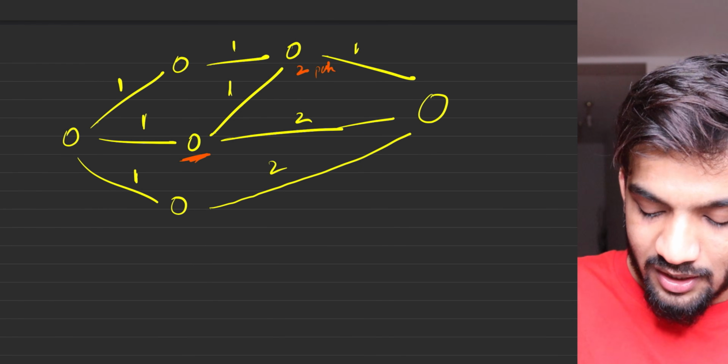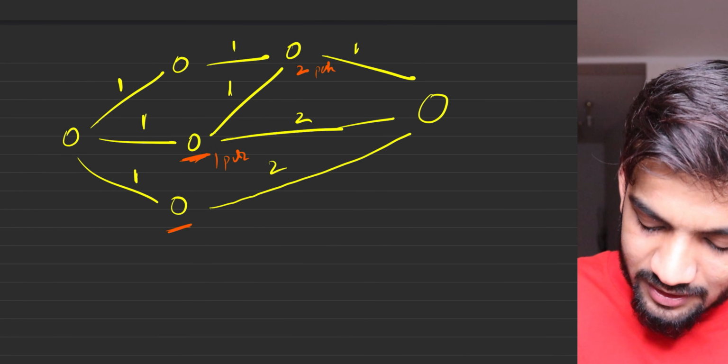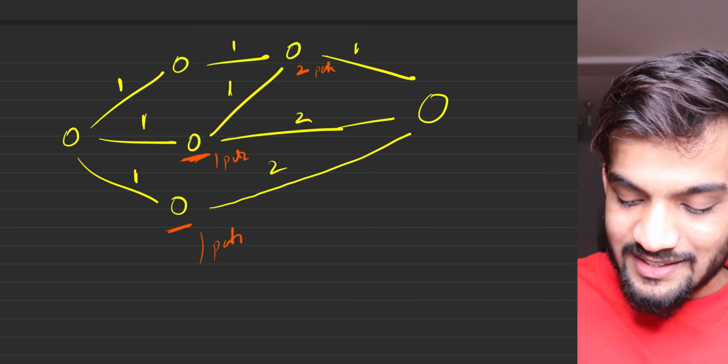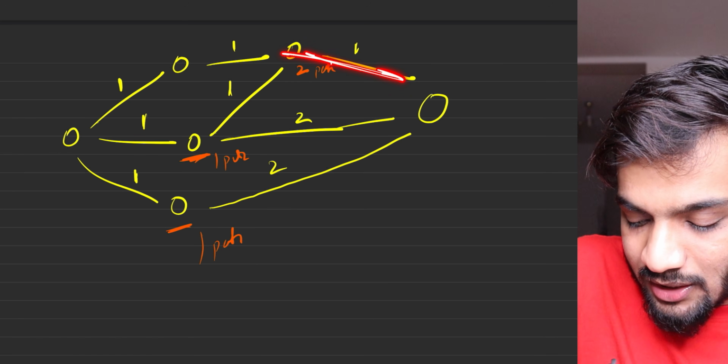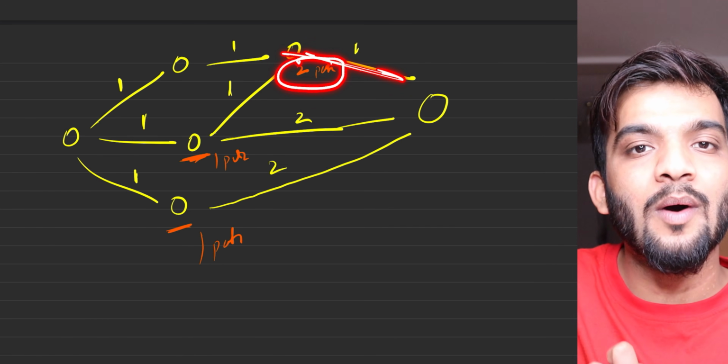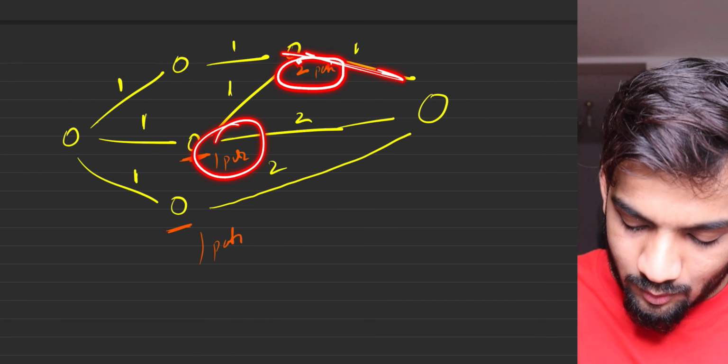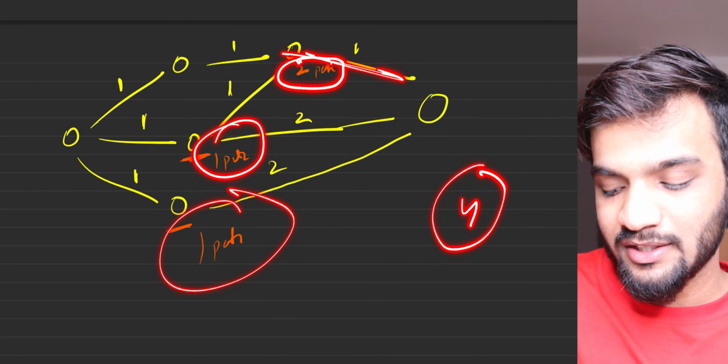To reach here, there was just one path. So can I say, if I'm taking this, I have to actually count 2 instead of counting 1. Then 1, 1. So I can say 4 instead of 3.